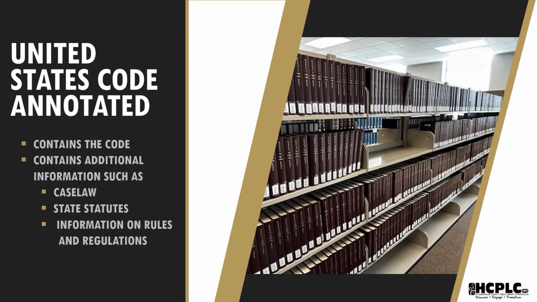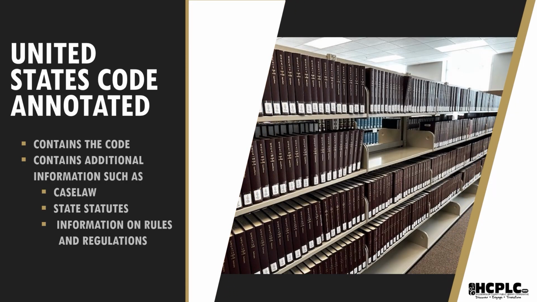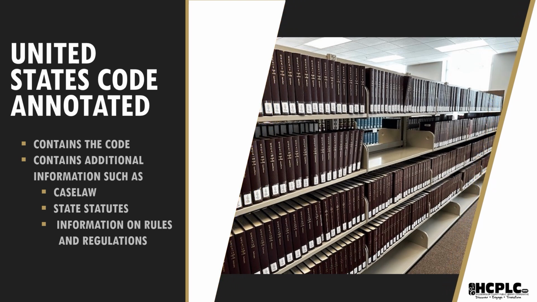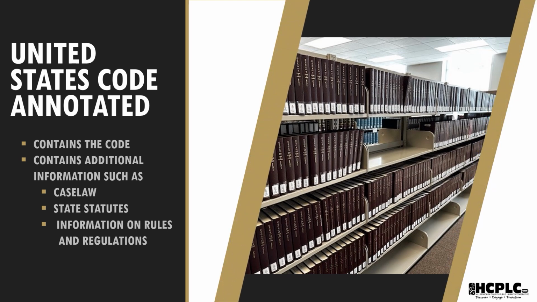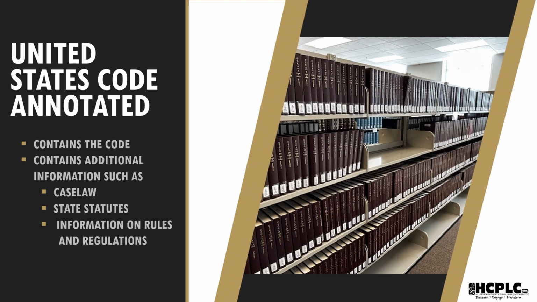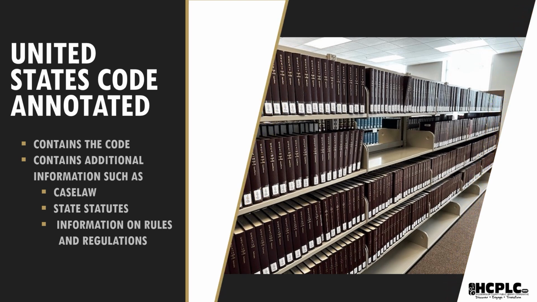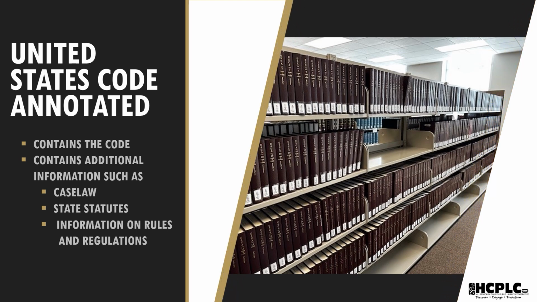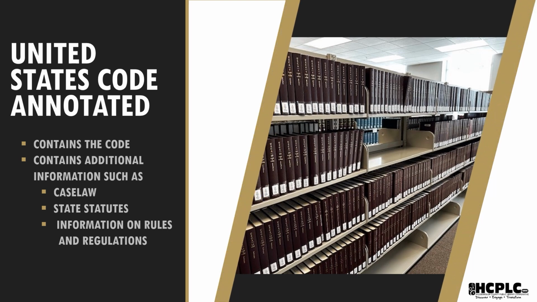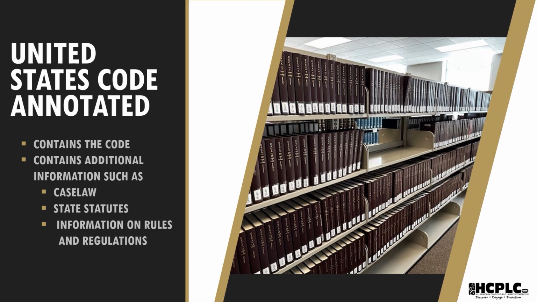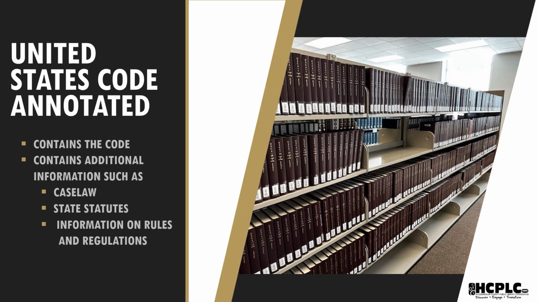The statutes are then added to the United States Code. This code can be found on the web and in print. Our library provides a set called the United States Code Annotated. This is the language of the United States Code, but adds additional information such as case law, state statutes, information regarding federal rules and regulations, and more that will pertain to those codes. This is a very large set. It is published by Thomson Reuters West, and it is updated annually with pocket parts.